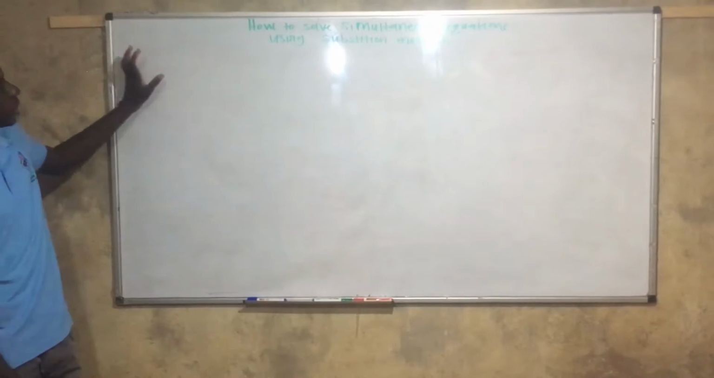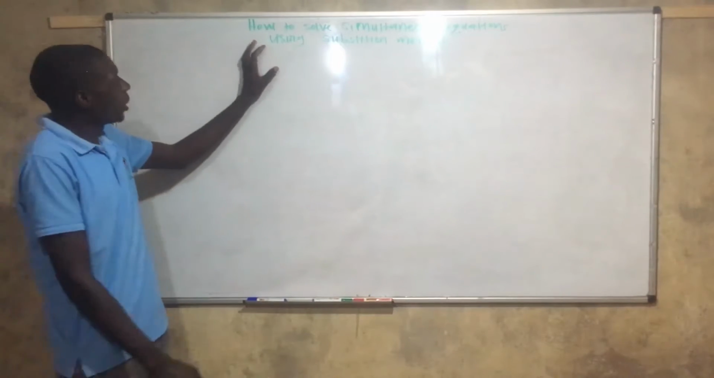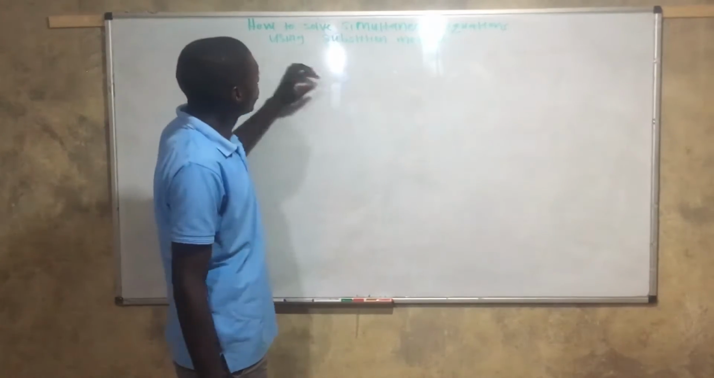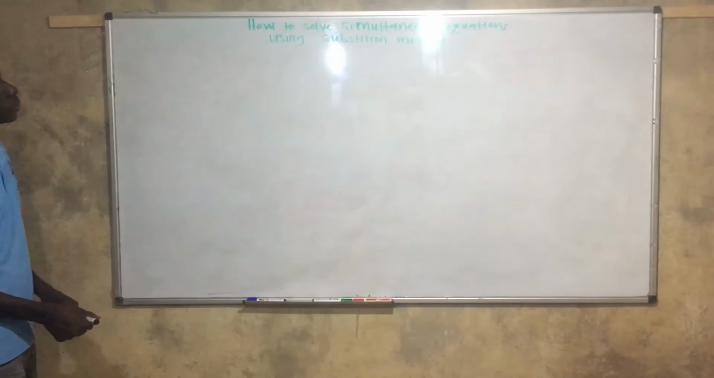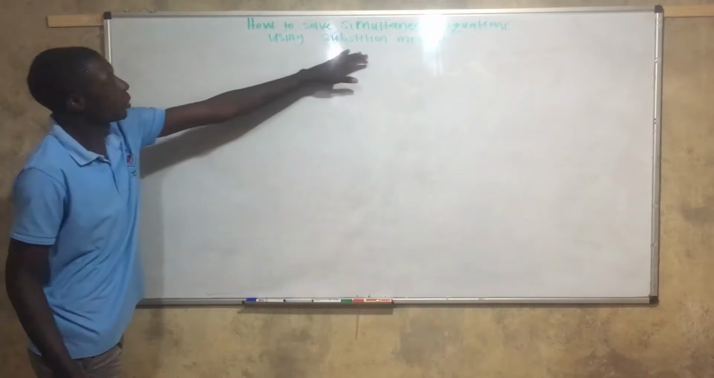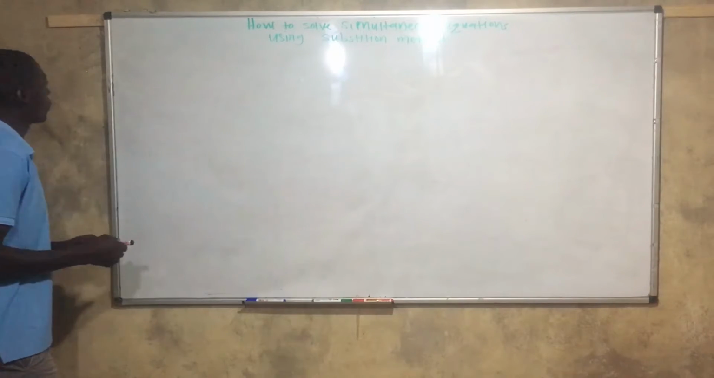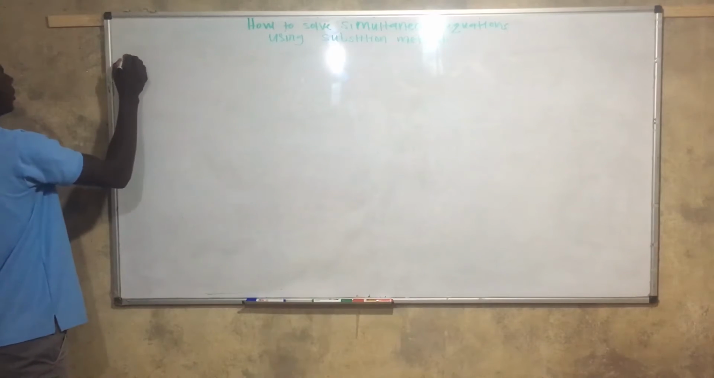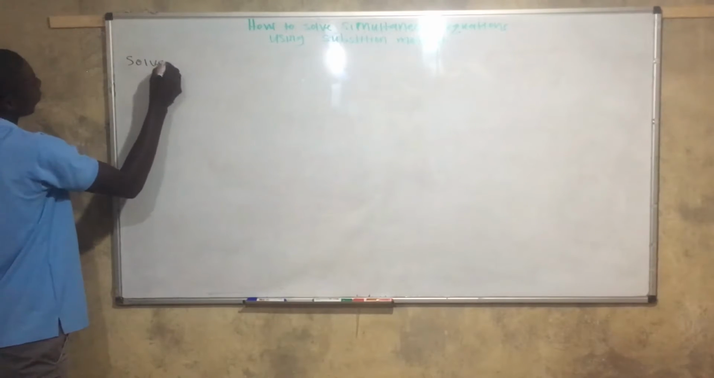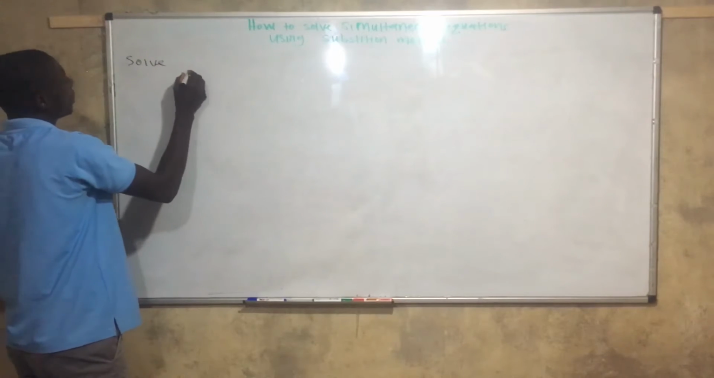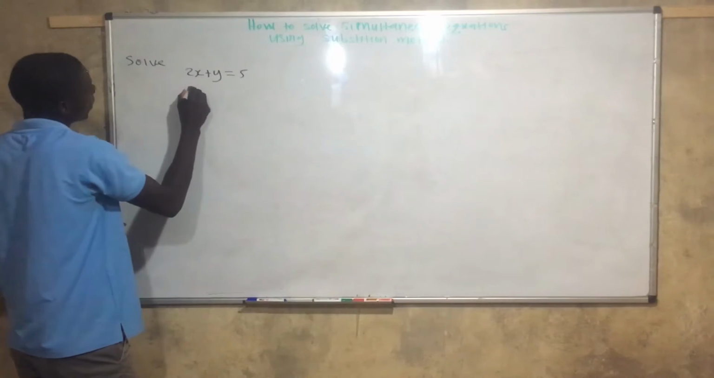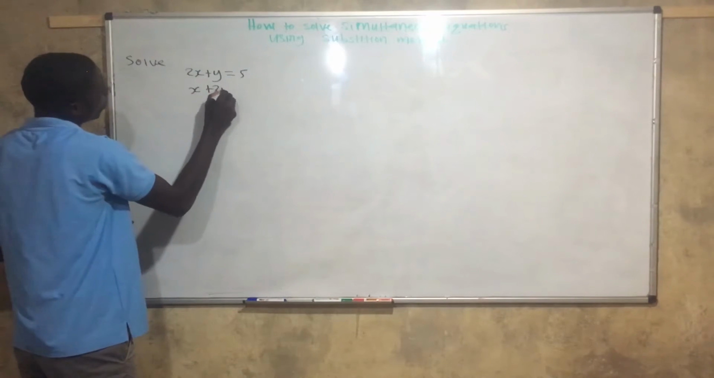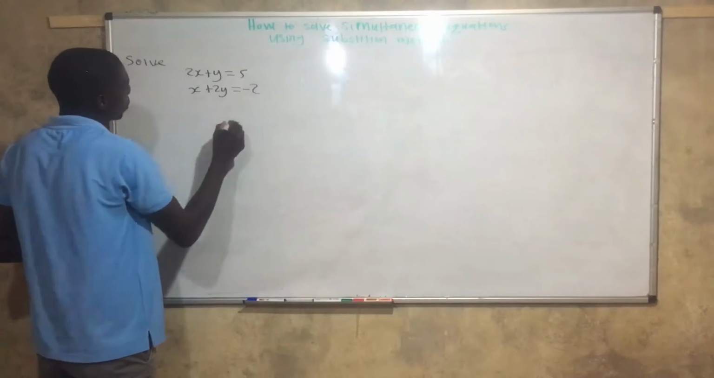Okay guys, we continue. Now we are looking at a different method, which is substitution. So we are looking at how to solve simultaneous equations using the substitution method. For example, if you have a question like: solve 2x plus y is equal to 5, then x plus 2y is equal to negative 2.